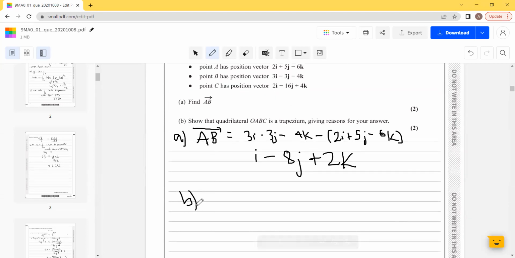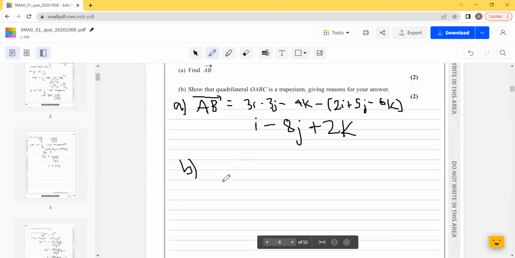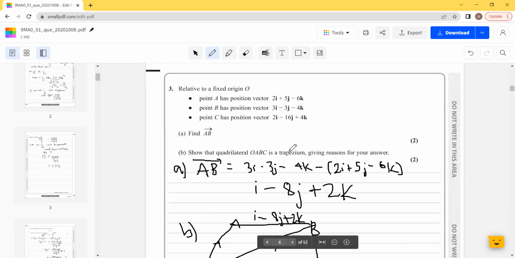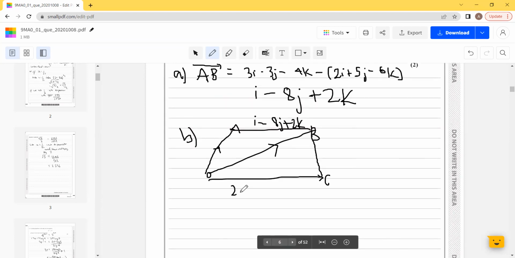Okay, part B. Show that the quadrilateral OABC is a trapezium, giving reasons for your answer. So let's say this is position O. We have A, B, and C. Then these are vectors OB, OA, and OC. So we're asked to show that this is a trapezium. Now we know that AB is i minus 8j plus 2k. And we also know that OC is 2i minus 16j plus 4k.